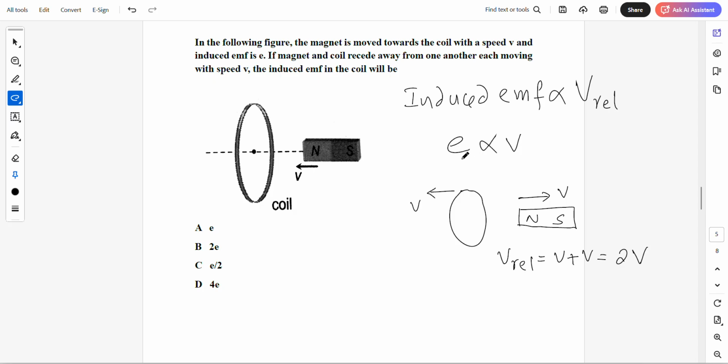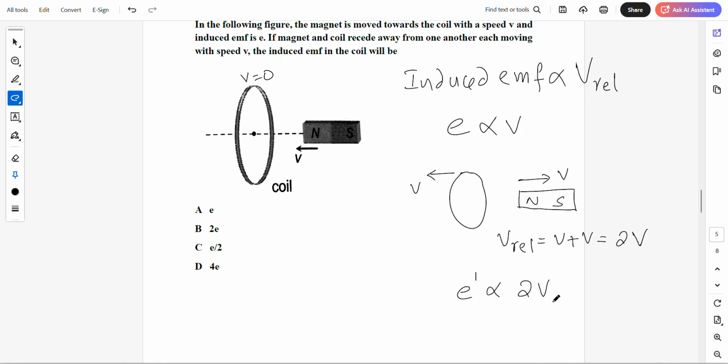Now here E is proportional to v in the first case. V relative is v, because earlier the coil is at rest, v is equal to 0. In the second case, it is receding, they are moving away from each other, so v relative is 2v. At that time E dash will be proportional to 2v.